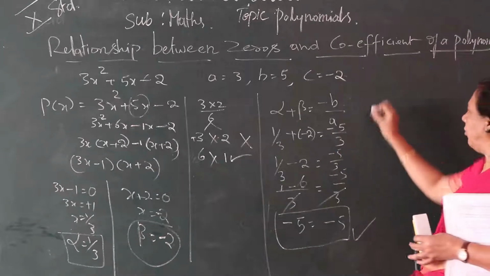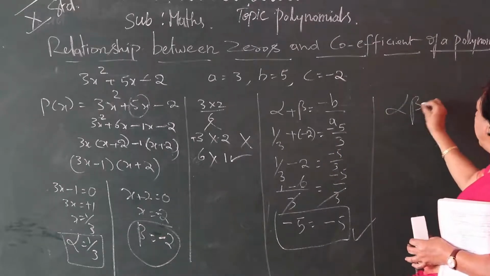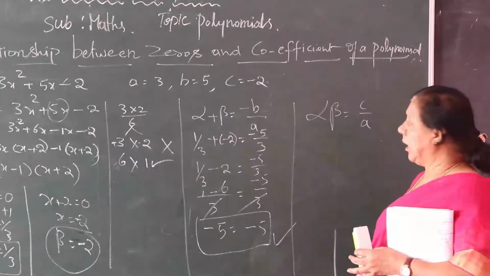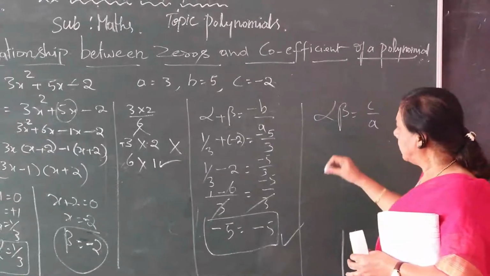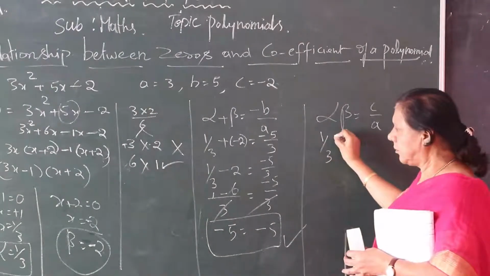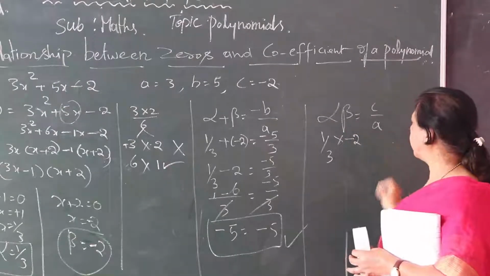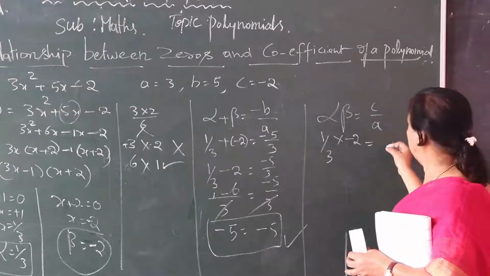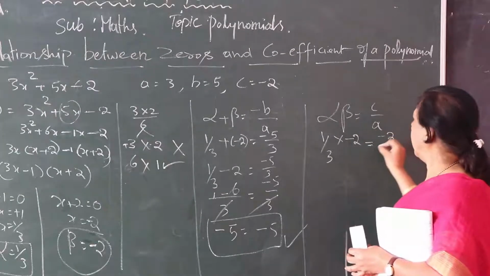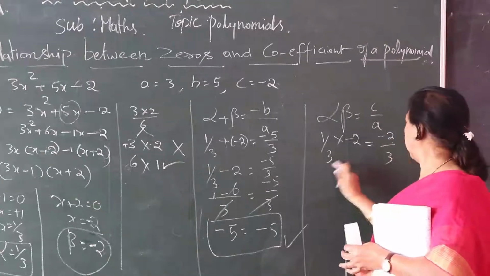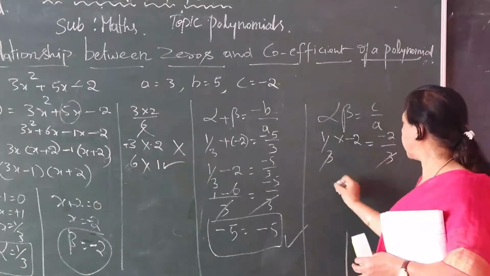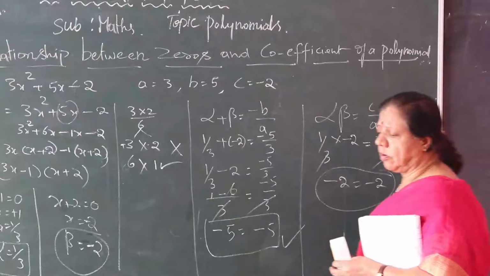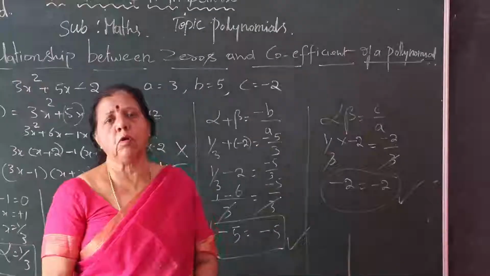So you found the sum. Now you go for the product. Alpha beta is equal to c by a, children. Correct? Now, 1 by 3 into minus 2 is equal to c by a. What is c? Minus 2. a is 3. So here 3 cancel, because 1 by 3 into minus 2 is equal to minus 2 by 3. This is also correct. Verification also over.